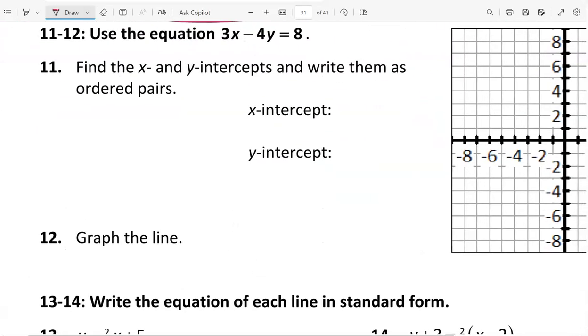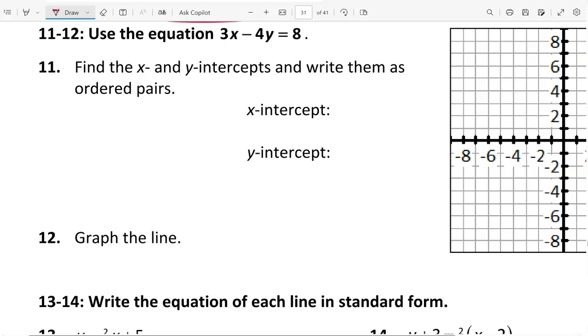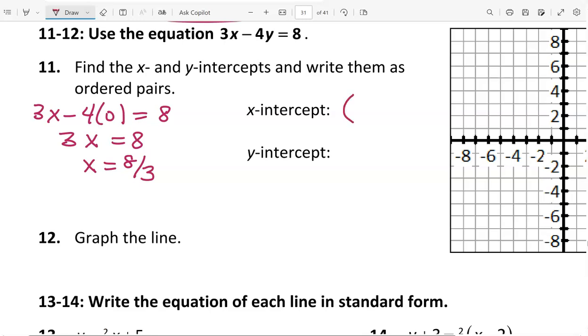For numbers 11 and 12, we're going to use this equation, 3x minus 4y is equal to 8. So first, we're going to find the x and y intercept and write them as ordered pairs. In order to find the x-intercept, we're going to let y equal 0. So 3x minus 4 times 0 is equal to 8. 4 times 0 is 0. 3x minus 0 is 3x, and now divide by 3 and we get x equal to 8/3. That means that the x-intercept is (8/3, 0).